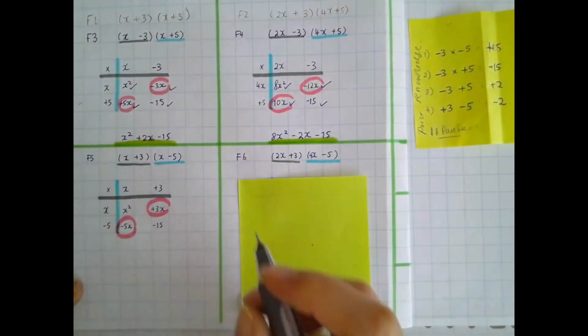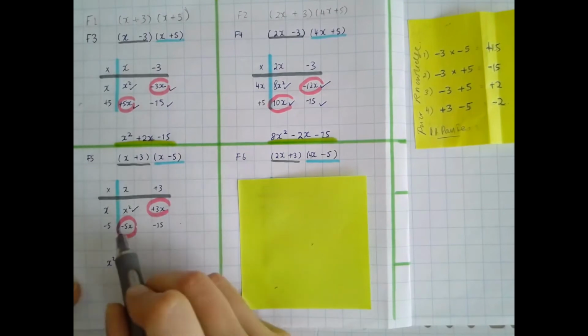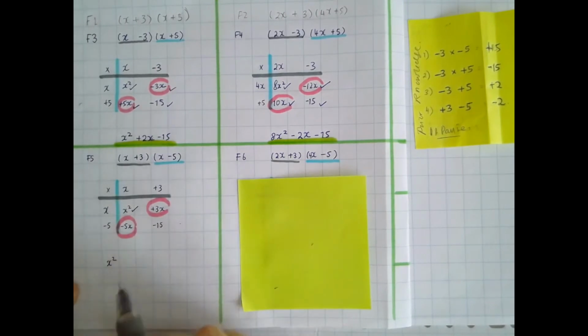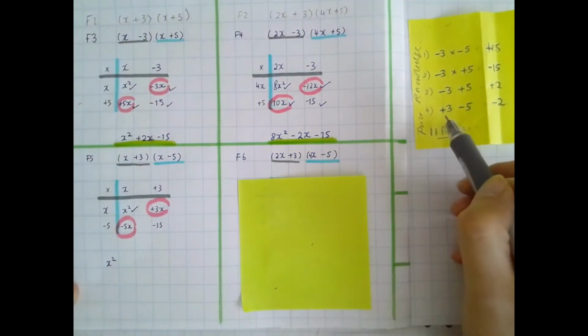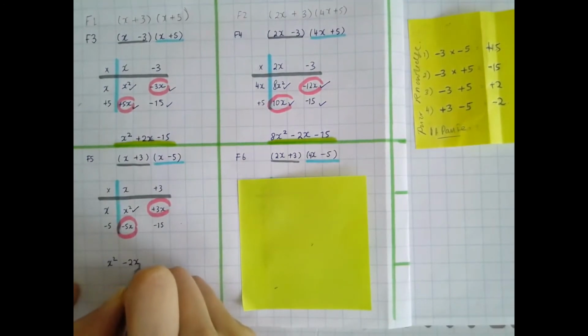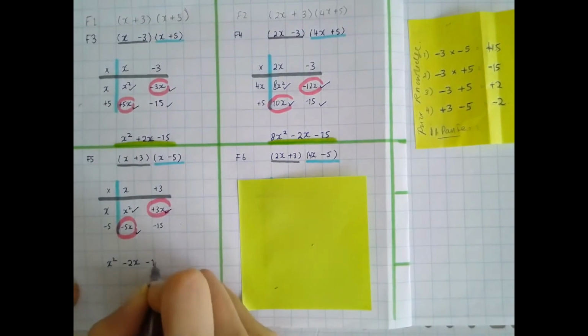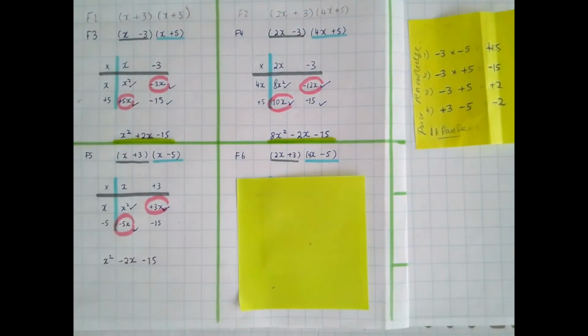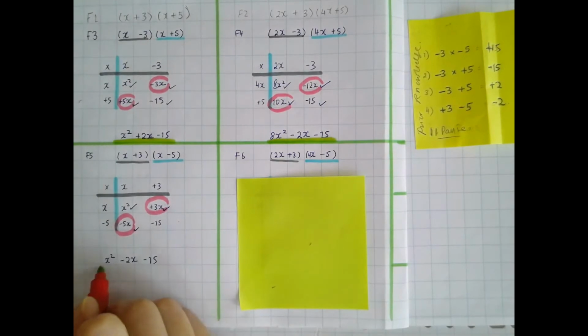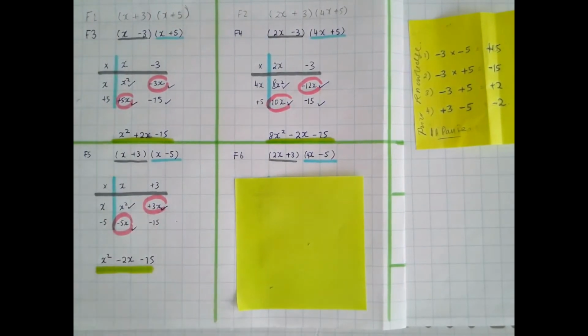Okay, so my polynomial, x squared, negative 5x, and then you're adding 3x, will be negative 2x. Dealt with my like terms, and then the negative 15 as well. And that's the polynomial. Remembering to always start your polynomial with the highest power of x, and then go downwards.